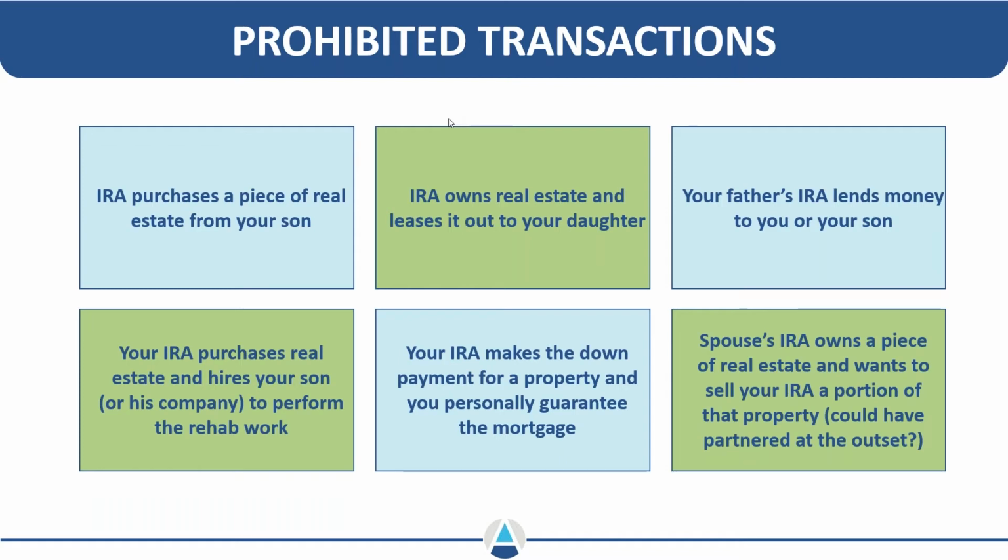Or in another scenario, let's say a spouse's IRA owns a piece of real estate and wants to sell your IRA a portion of that property. So you can't split something up. The rules don't have to do with whole sales of pieces of real estate; they also cover partial sales. However, in that same scenario, if you had maybe partnered with your spouse or yourself personally in your IRA funds, that deal might have been able to be accomplished. Whereas after the fact, you can't split it up after the ink is dried on the deed.